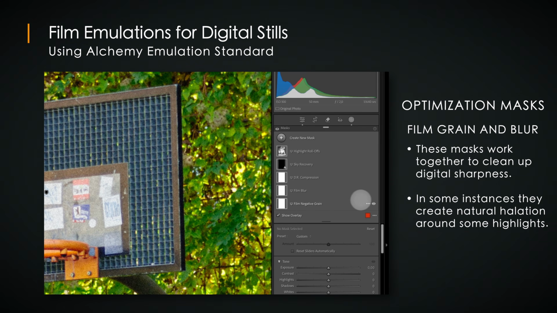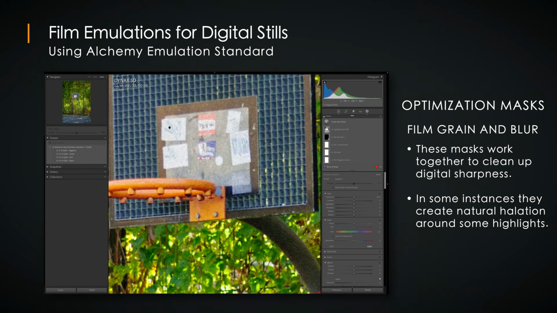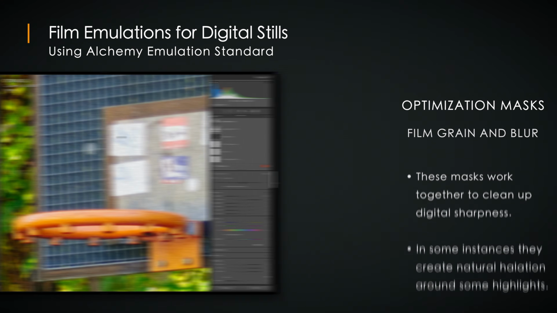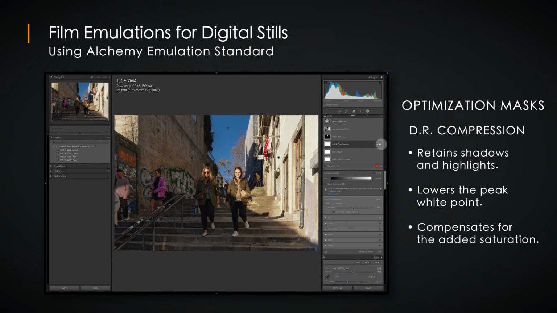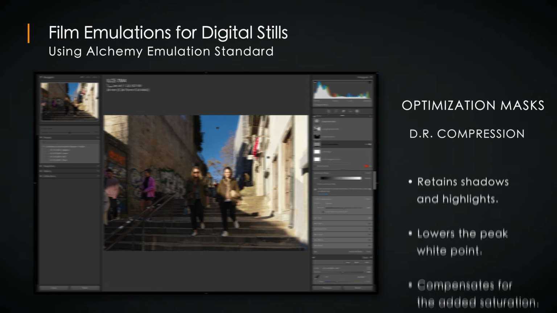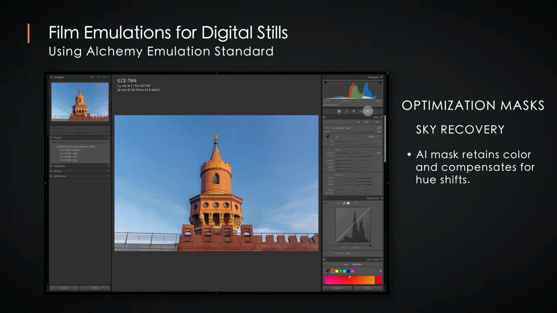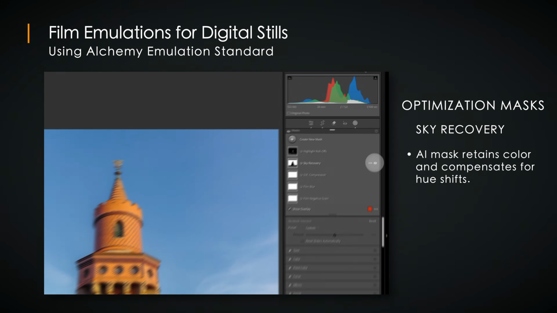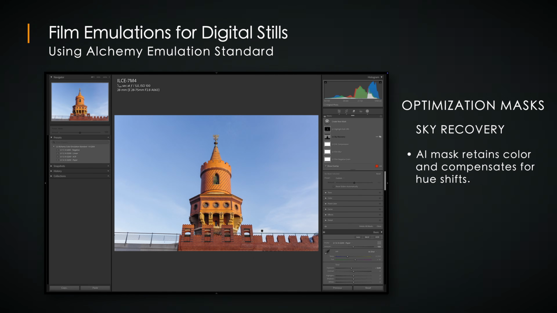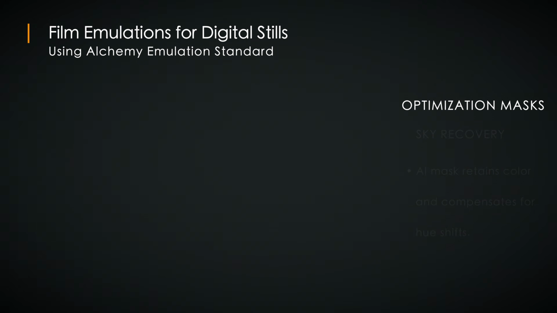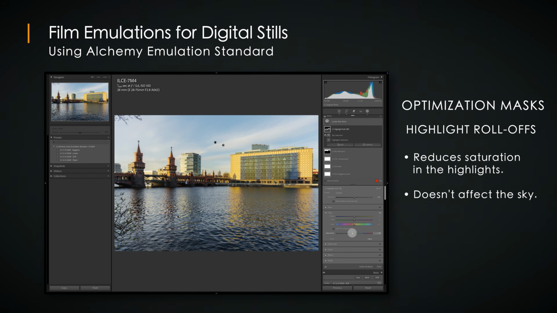Film grain and subtle blur soften some of the digital sharpness, adding a smoother, more analog feel, sometimes even creating natural halation. Dynamic range compression can be manually tweaked for better retention of shadows and highlights. Sky Recovery uses Adobe's AI masking to recover color and details in the sky, along with a specific hue compensation for cyan. And finally, highlight roll-offs reduce saturation in the brightest areas.